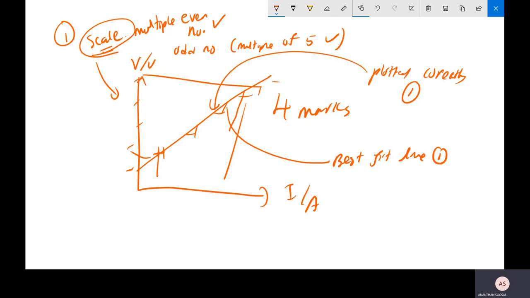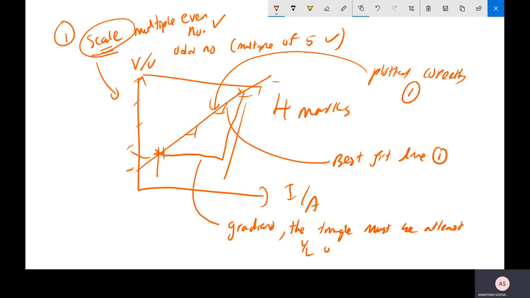The fourth is the triangle. The triangle you make, which point do you use to make to find the gradient? That's the fourth mark, gradient. Okay. The triangle must be at least how much? Half of the line size. Okay. That you get one mark. These are four marks, keep important. You draw a graph. Okay.